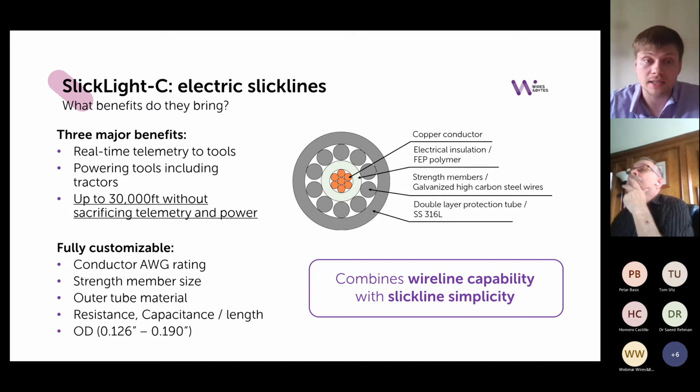So we can customize the conductor AWG rating, the strength member size, the outer tube material, resistance and capacitance per length, the OD as well. And so every aspect of this cable is fully customizable, down to basically everything that you see in this labeled diagram here. But in essence, SlickLight-C combines wireline capability with slickline simplicity.